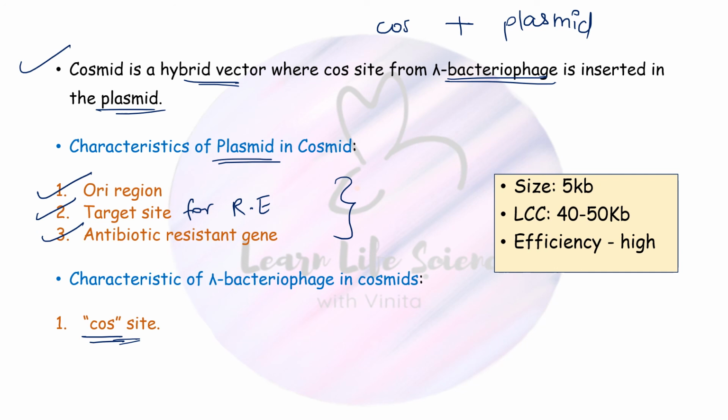You can see the size of a cosmid is very small, around 5 kb only. But the load carrying capacity ranges from around 40 to 50 kb. This means around 40 to 50 kb of foreign DNA can be inserted in this small cosmid, which gives high transformation efficiency, meaning high success rates when you use a cosmid as a vector.